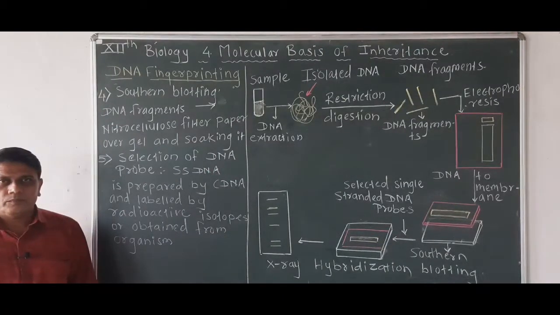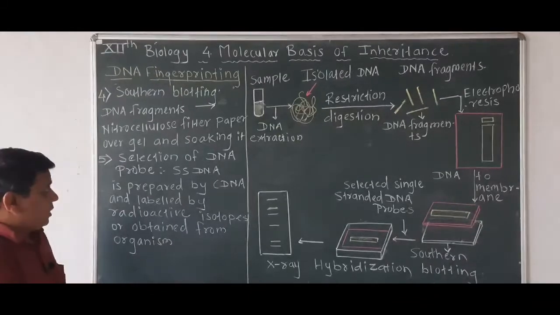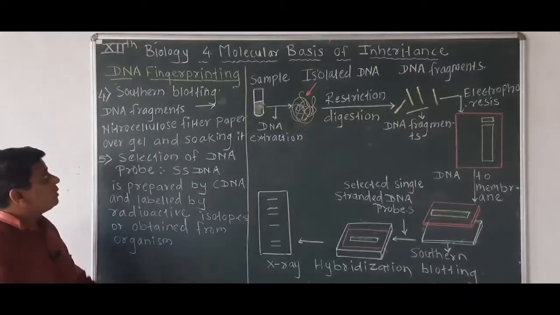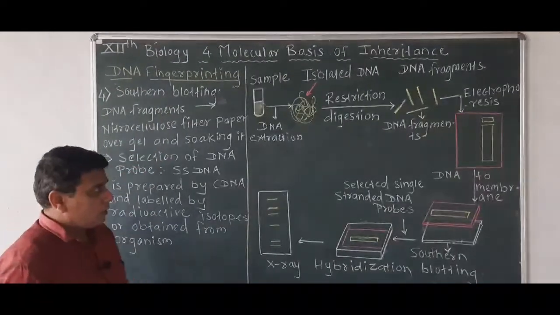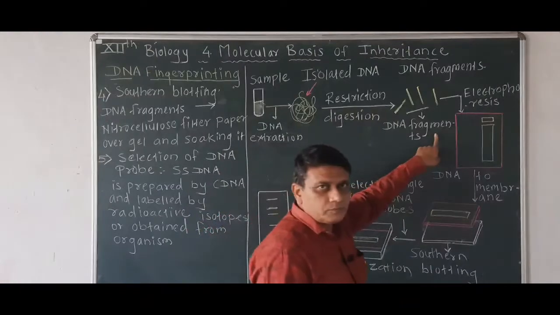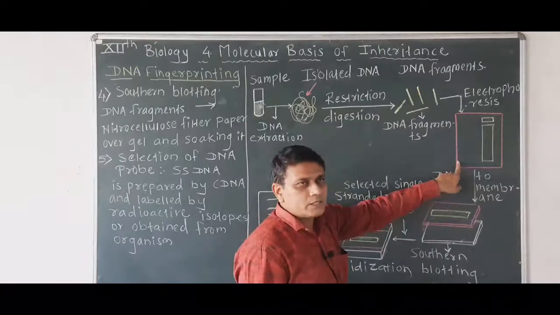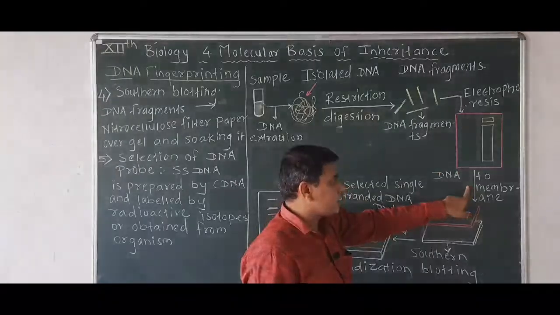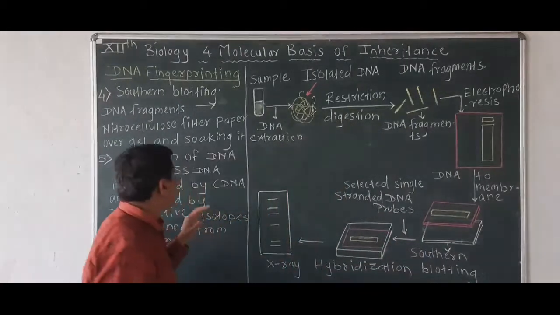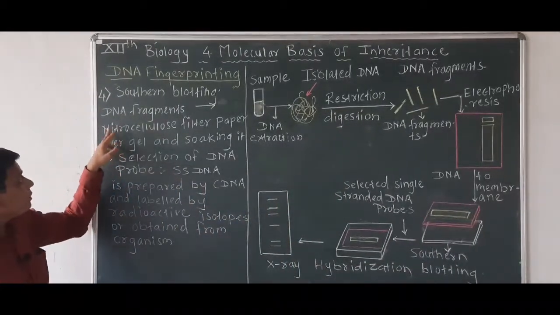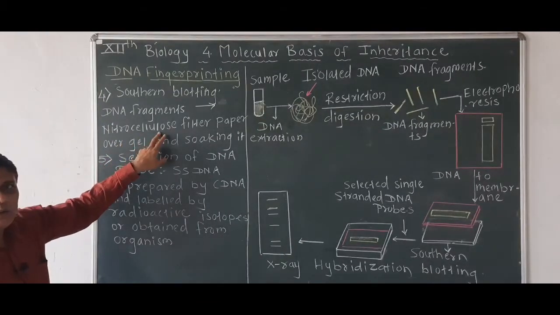The next step in the process of DNA fingerprinting is Southern blotting. Now we have seen that the DNA fragments are subjected to electrophoresis. Then after electrophoresis, the DNA fragments are transferred to a membrane or a filter paper called nitrocellulose filter paper.